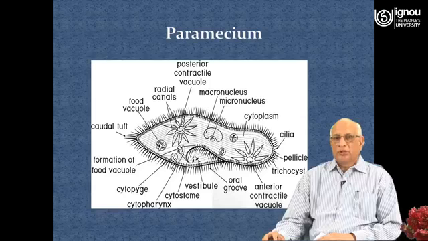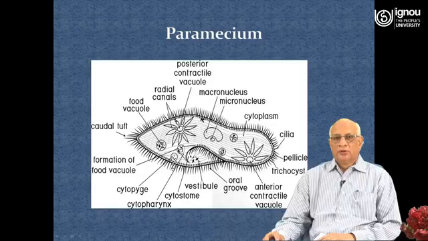Usually cells have only one nucleus, but in Paramecium two nuclei are present. The macronucleus, which is of larger size, controls the vegetative activity of this animal, while the micronucleus, which is smaller, has the genetic material and is mainly responsible for reproduction.